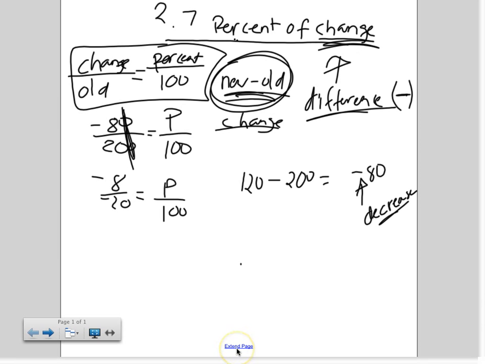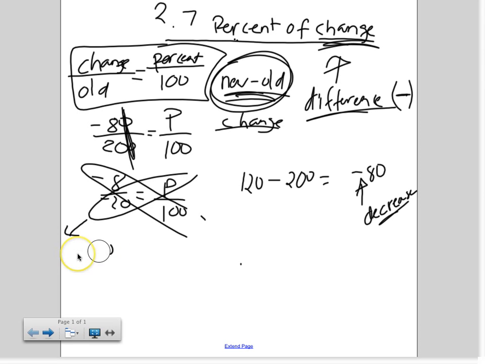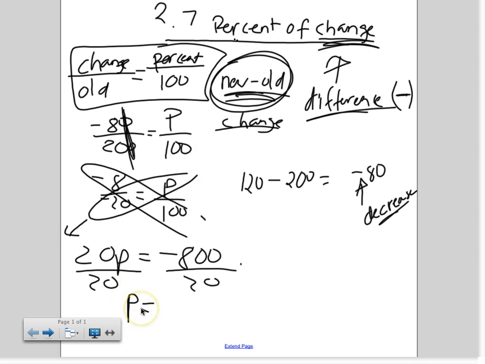So check this out. You cross multiply like that. You have positive 20P equals, what is negative 8 times 100? Negative 800. Divided by 20 both sides. P, which is percent, equals what is negative 800 divided by 20?